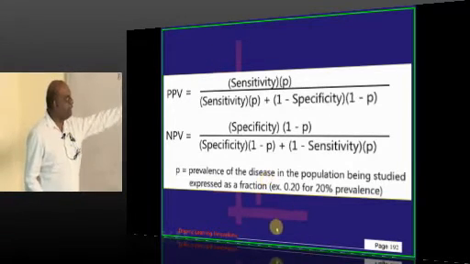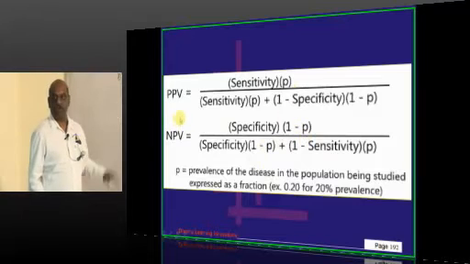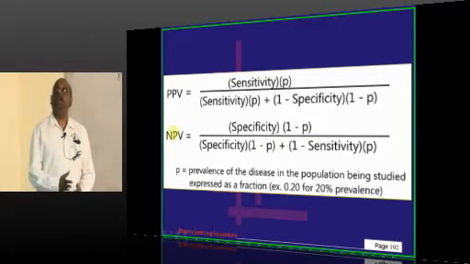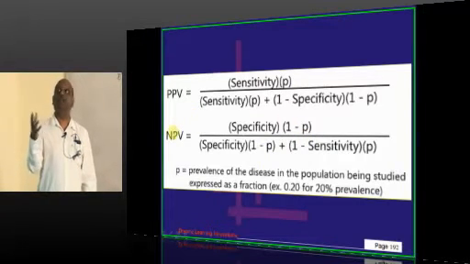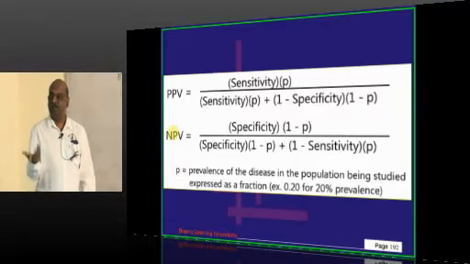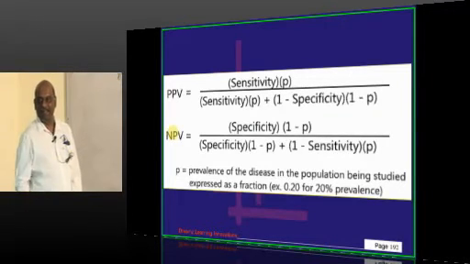Once more, he will give in the exam hall sensitivity, specificity, prevalence and ask you to calculate PPV. If you are looking into the sky, where is TP, where is FP, where is TN, where is FN, you won't find all that, right? Unless you know this formula.